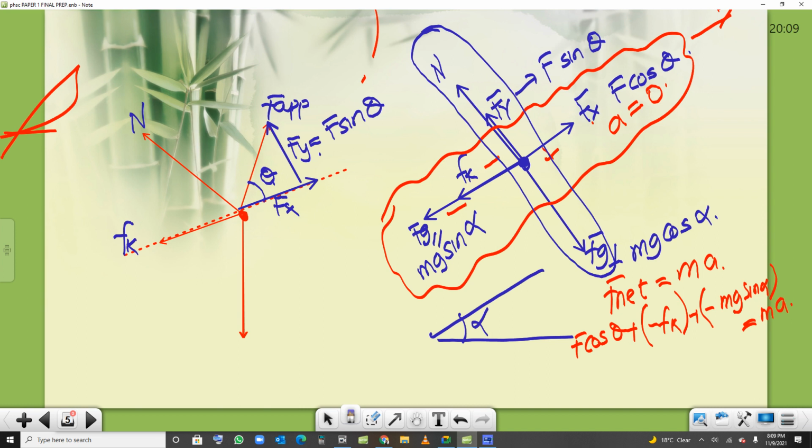Look, the questions I selected, I'm basically trying to cover everything, all types of questions, if you check through. So, can I say that N plus Fy should be equal to what? Fg perpendicular, because they are in equilibrium.